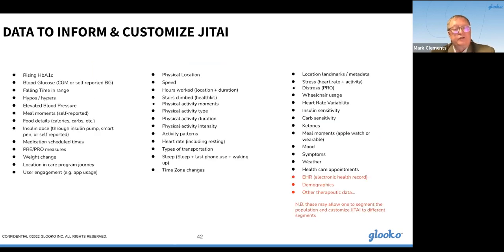And then the second thing to take note of is what are the data that we might use to inform and customize a JEDI. So I've got a laundry list here. This is by no means an exhaustive list, but I've selected data that might come from an electronic health record, that might come from a mobile application like Glooko or similar applications, and that might come from fitness wearables that could feed into a mobile application on the user's mobile phone. I would note that data coming from electronic health records like demographic and other clinical care data in the lower right, you can see, may allow one to segment the population so that you can customize JEDI to different segments of the population, which may be a very useful feature.